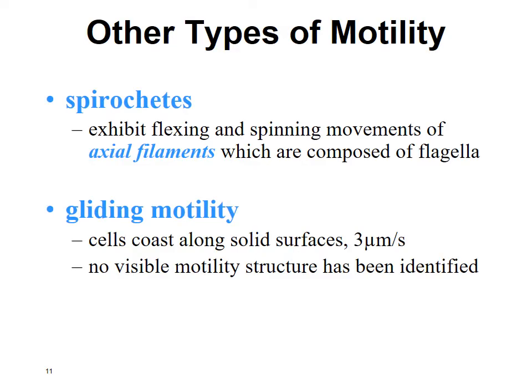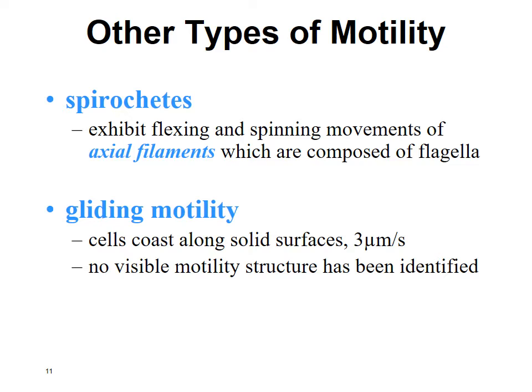Another type of motility is shown by a group of bacteria called the spirochetes. Spirochetes are helical bacteria that travel through viscous substances such as mucus or mud, and they do this by flexing and spinning movements, which is mediated by a special axial filament composed of flagella.